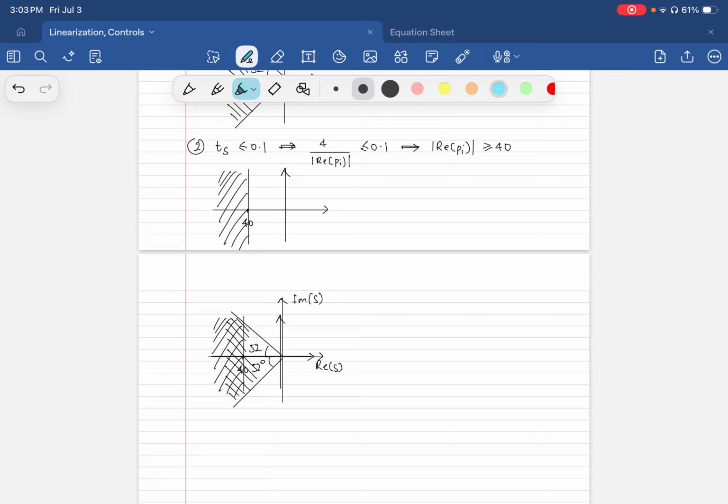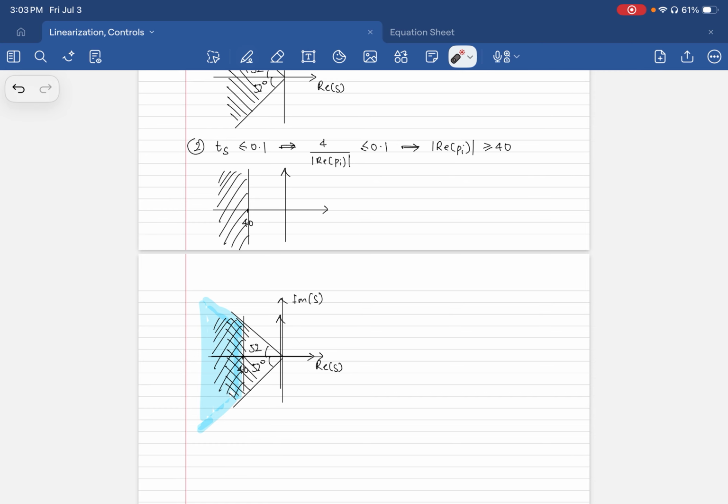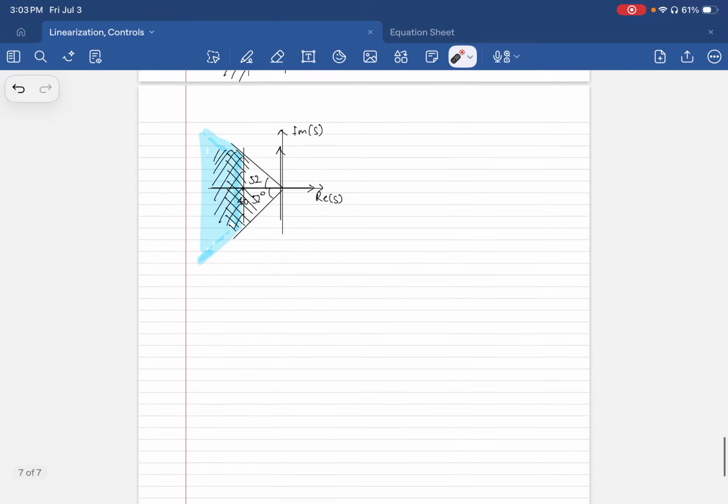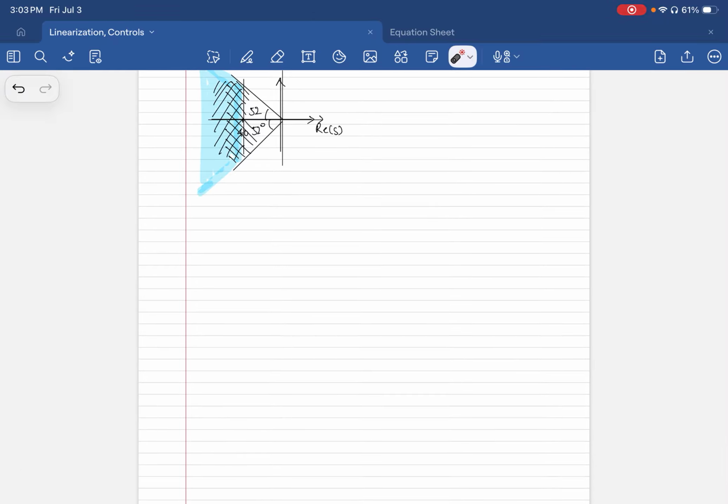Essentially, this region is where your pole must be so that your medical device behaves in the way that it should. So when it's within this cone, the overshoot is met. And so left of this line, the settling time is met. And so to have both those criteria met, it is this region that is desired. Okay, so that was an example of system design.